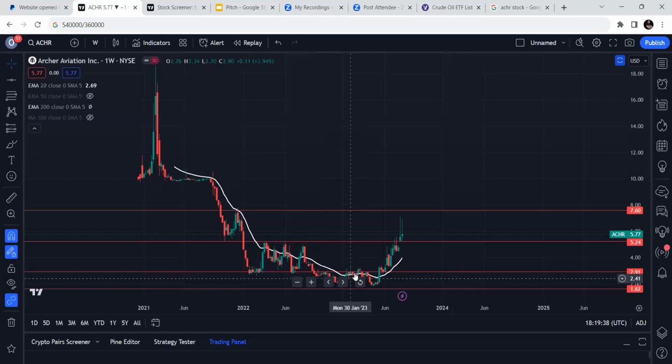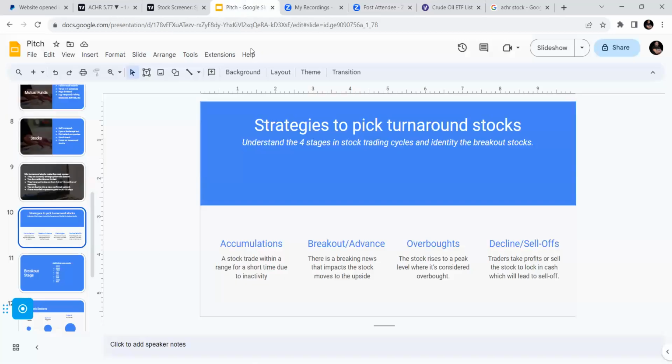That was why the price stabilized. Then another seller came in again, and the price was able to hold. So this particular accumulation is what I call inactivity, where there's nothing happening. The stock is trading within a range for a short time due to inactivity.